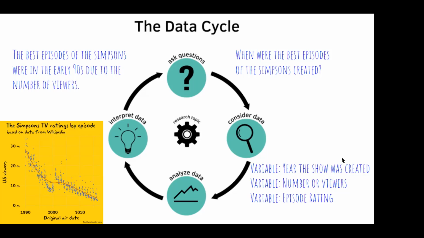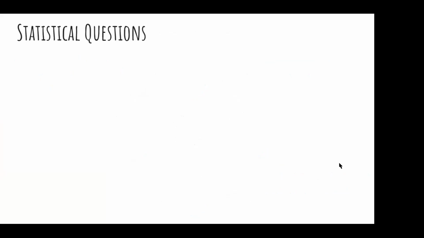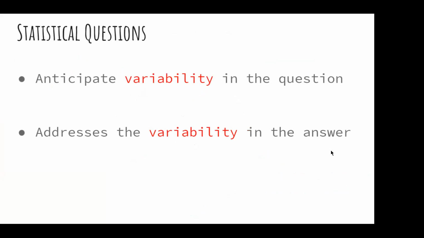Okay. So sometimes it might be hard to determine what variables to look at for a question. So let's try out some questions, right? But first, let's remind ourselves, what is a statistical question? What makes a question a statistical question? If you remember, there was one very clear thing that a statistical question had to have, and that was variability. Okay.